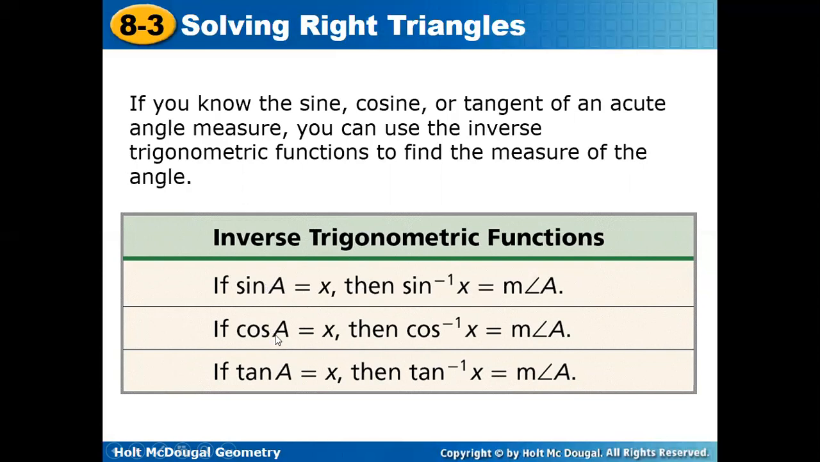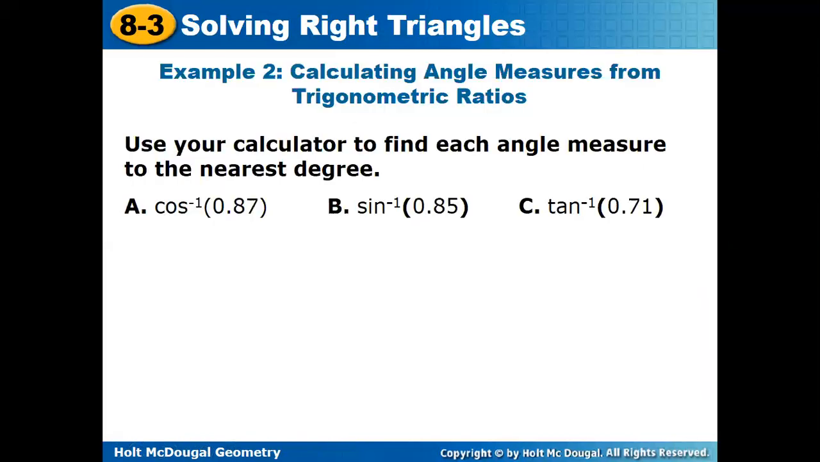Also, I can use this rule if I know its cosine. The measure of the angle A equals cosine inverse of x. Also, we can use the same rule when we know the tangent of an angle. Let's see example number 2.